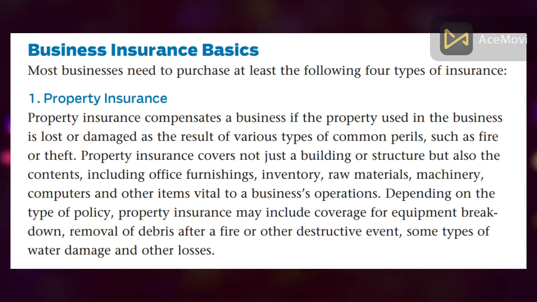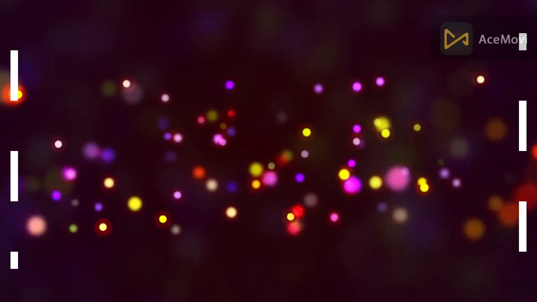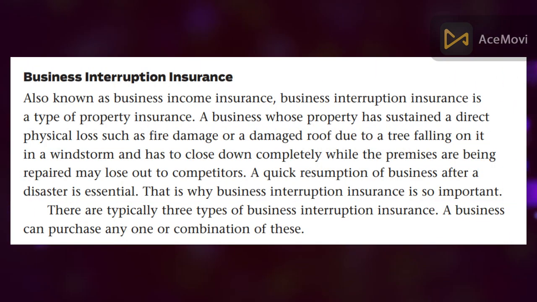Property insurance covers not just a building or a structure but also the contents including office furnishings, inventory, raw materials, machinery. Business interruption insurance, also known as business income insurance.